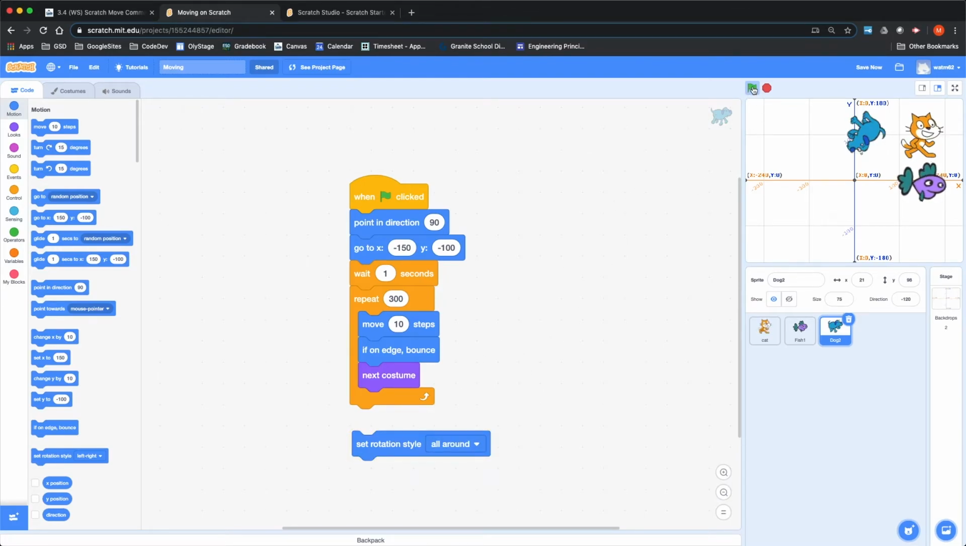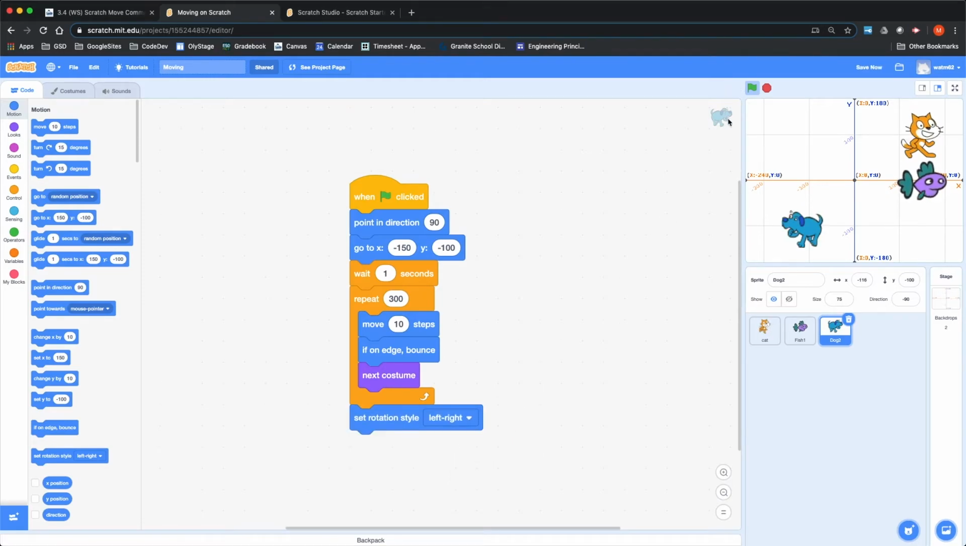So rotation style all around. It hits the wall, it turns on its head. That looks pretty weird. And so, pointing all around is sometimes useful, but not always. Left-right is very commonly what you want when you are moving things that will be going different directions.